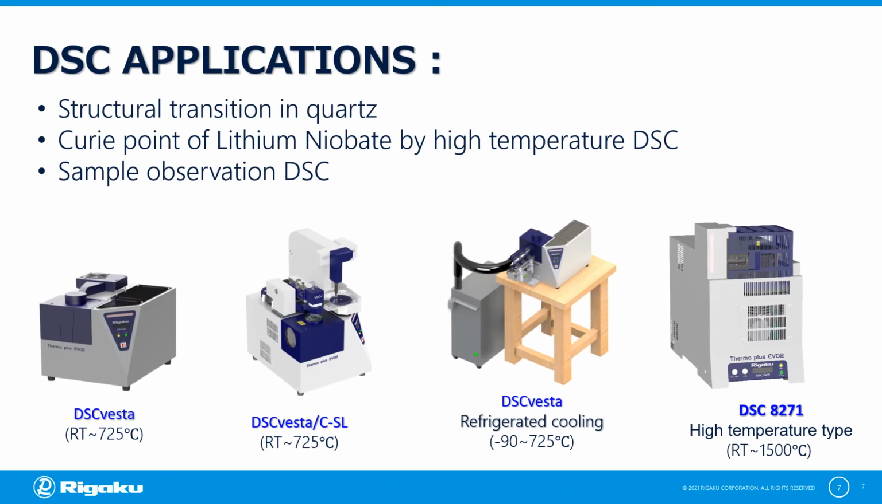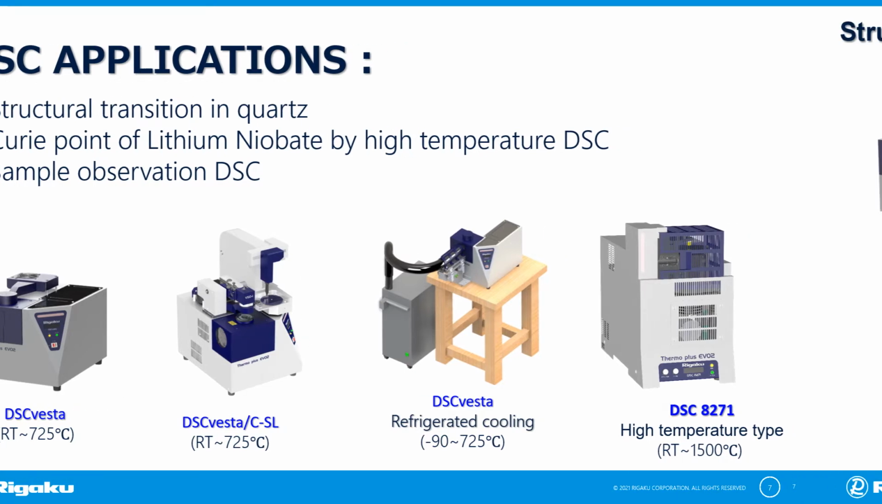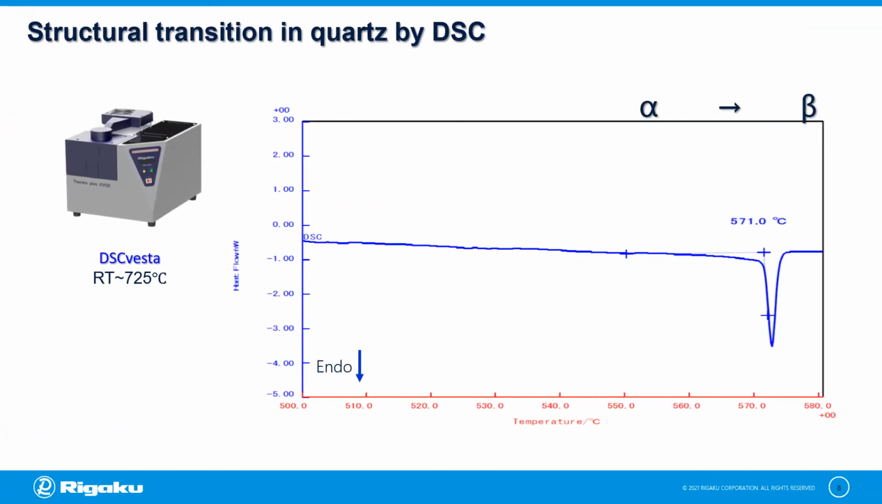The applications that we will be discussing are structural transition in quartz, Curie point of lithium niobate by high temperature DSC, and we will introduce to you the sample observation DSC. Quartz is an important mineral in most industries. Here is a DSC application on quartz, where we can observe an endothermic peak at 571 degrees centigrade, revealing structural transition from alpha form to beta form.